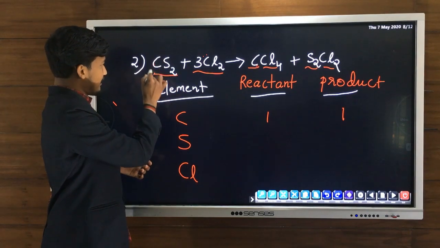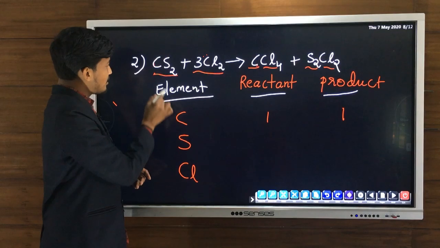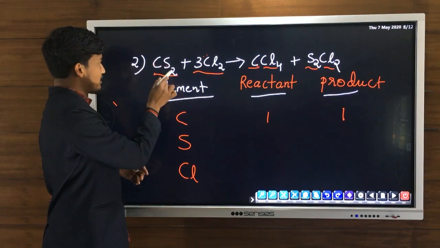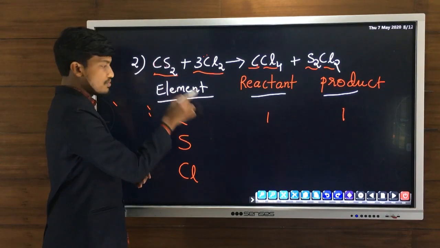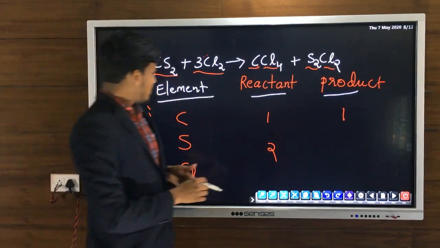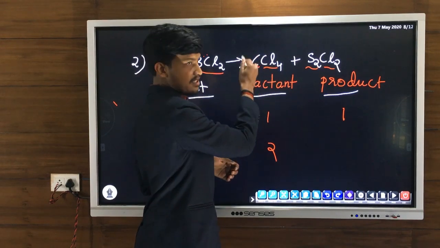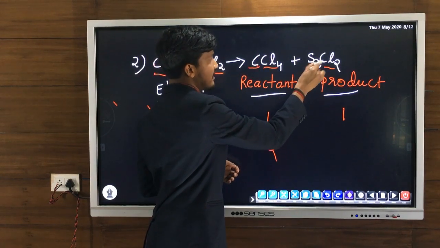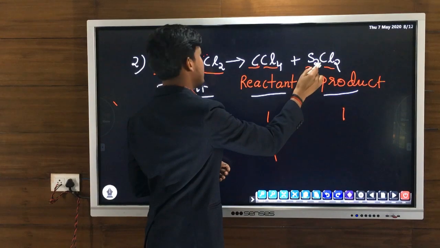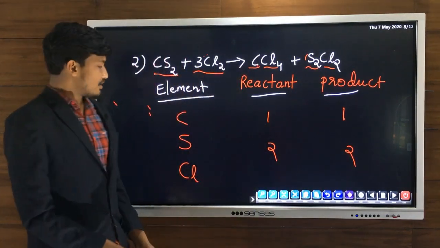Now next is sulfur. Sulfur is in the first reactant, there is no sulfur in the second reactant. How many sulfur atoms in CS2? S2, subscript 2, therefore 2 sulfur atoms. Then on the right side we have no sulfur atoms in the first product. Where is sulfur? In S2Cl2 there is sulfur. So S2, therefore number of sulfur atoms 2.